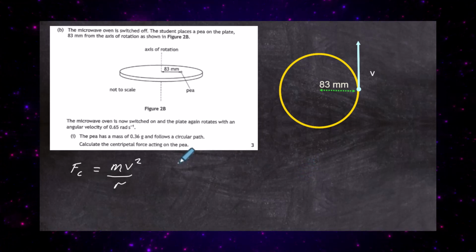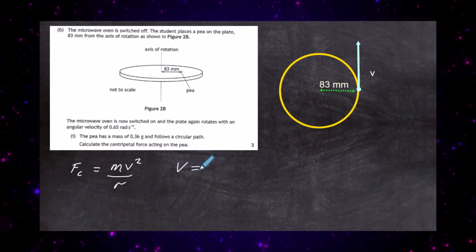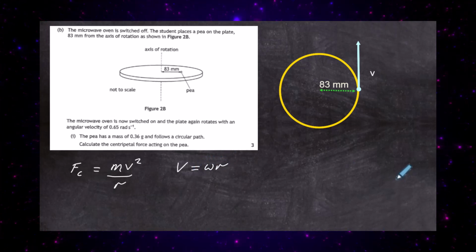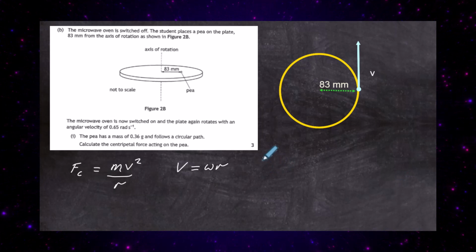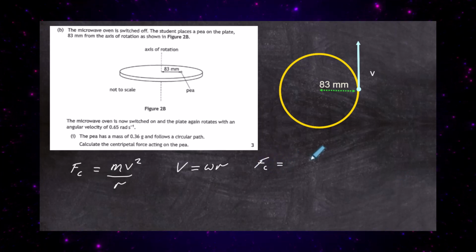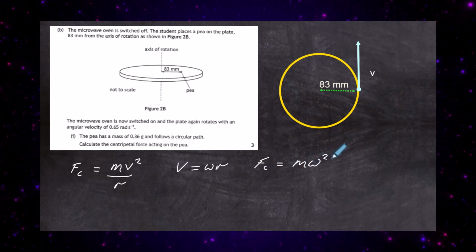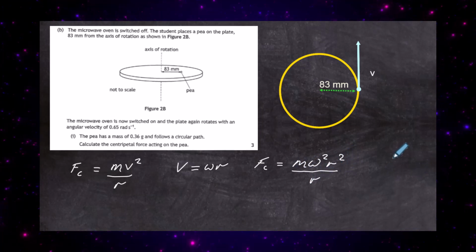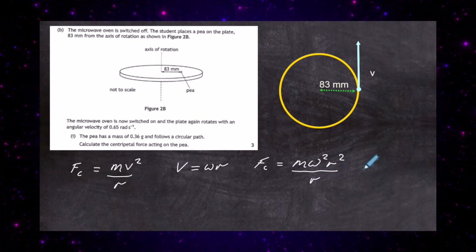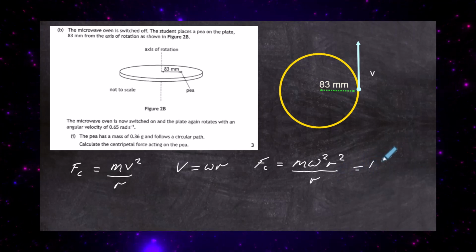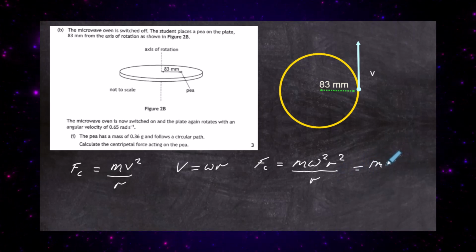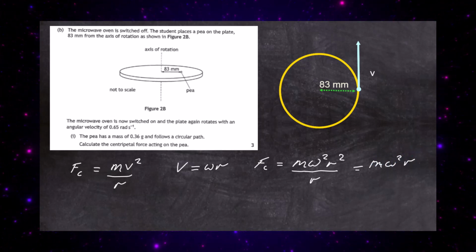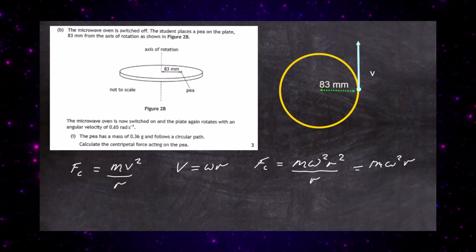But what we do know is that the tangential velocity V is related to the angular velocity with the following equation: V equals omega R. So we substitute V into the V squared, and we have the following expression. The centripetal force is equal to M omega squared R squared, divided by R. We can see quite clearly that the R is going to cancel from the bottom, and we have the final equation: M omega squared R. So the centripetal force in terms of the angular velocity is M omega squared R.